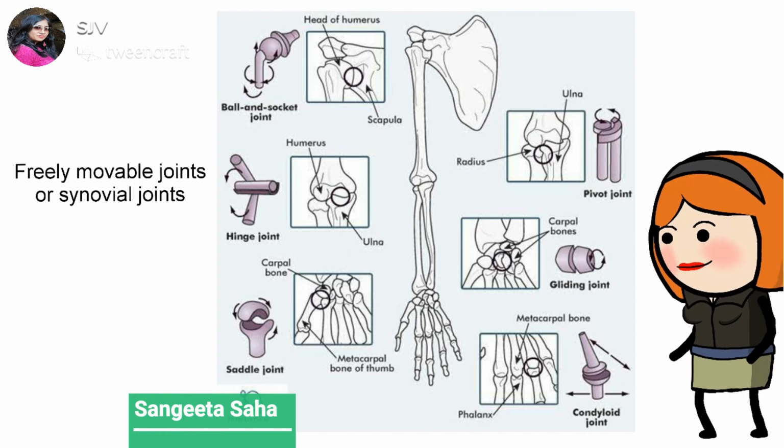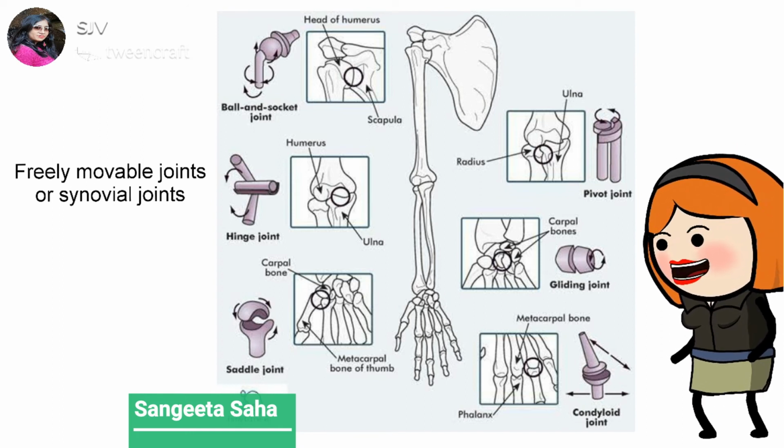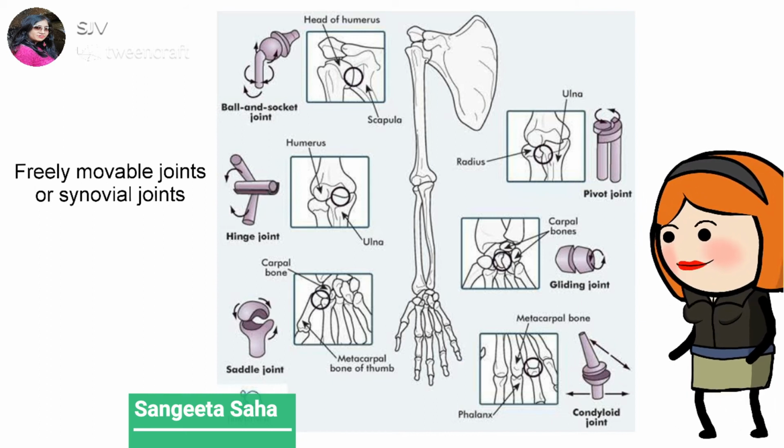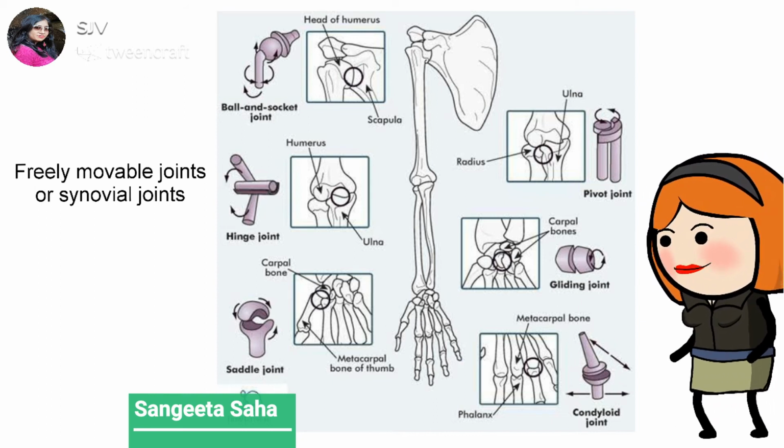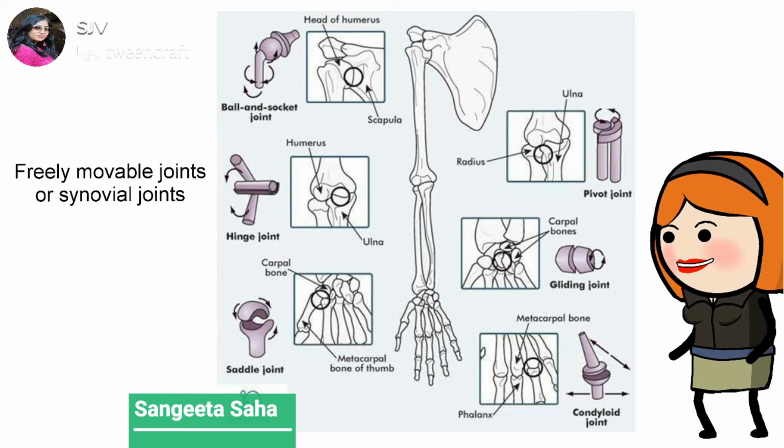The third type of synovial joint is the pivot joint, and in this type, only the rotatory movement is possible of one bone on the other, which remains stationary. Now, the joint between radius and ulna is an example of pivot joint.